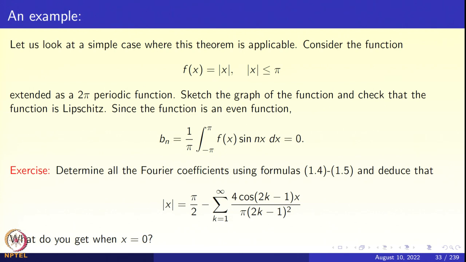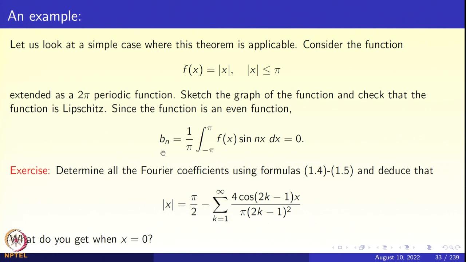What is a naught? A naught is 1 upon 2 pi integral minus pi to pi mod x dx, but being an even function, it will be twice the integral from 0 to pi, and this is 1 upon 2 pi, so it will be 1 upon pi. So what will it be? It will be 1 upon pi integral 0 to pi x dx, and that is easy to integrate, and you see the a naught is simply pi by 2.